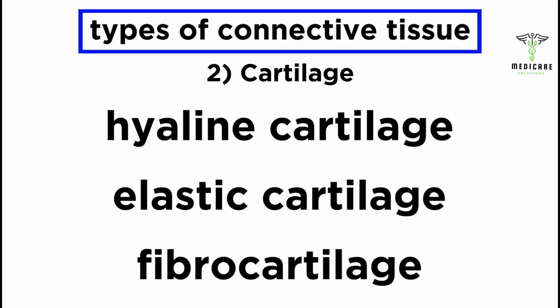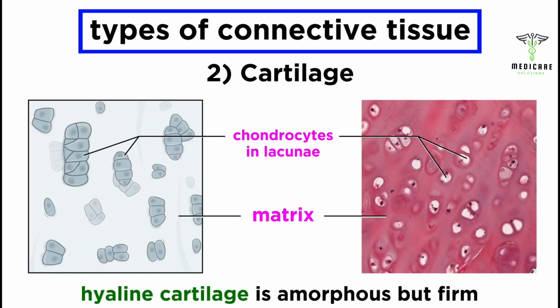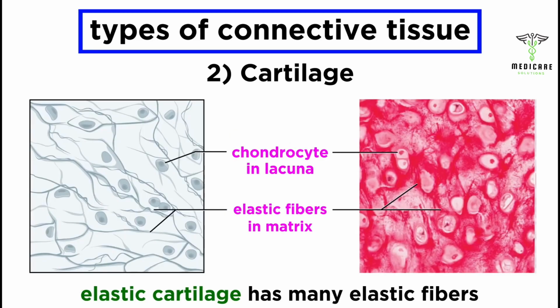There are 3 types to be aware of. Those are hyaline cartilage, elastic cartilage, and fibrocartilage. The first, hyaline, is the most abundant. It is amorphous but firm, and thus good at reinforcing and cushioning structures. Elastic cartilage is similar, but has more elastic fibers in its matrix. This is the stuff in your ear.